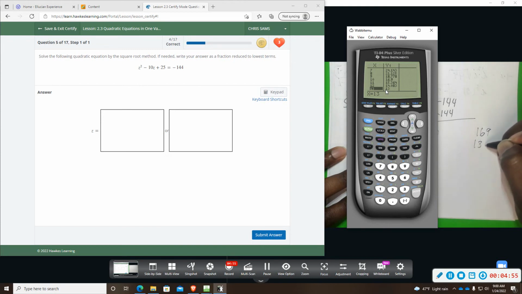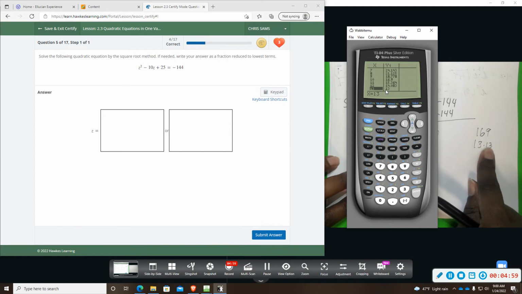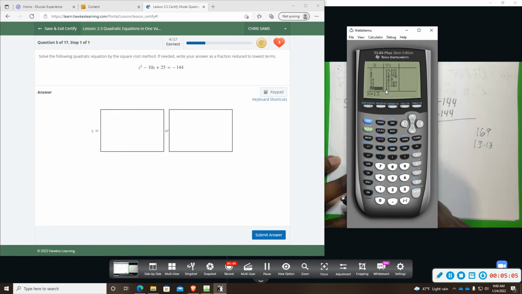13 and 13. Now, you can't add these to get 10, that's going to give you 26. And if I did 1 and 169, that does not add to give me 10. So this problem will not factor, like we can't solve it by factoring.